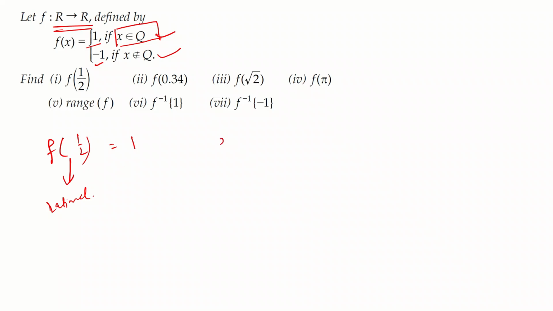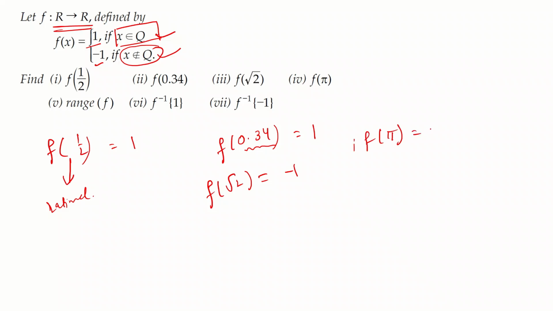So similarly, f of 0.34 will also be equal to 1, because 0.34 is again a rational number. But what about f of root 2? Root 2 is an irrational number, right? So f of root 2 will be equal to minus 1, because the definition says that whenever you take your x from an irrational number, it should give you output as minus 1. So f of root 2 is minus 1, and in fact f of pi is as well minus 1, because pi is an irrational number.